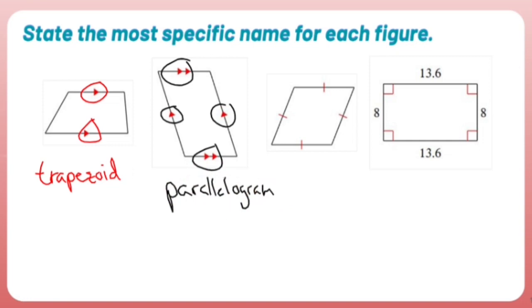Okay. This guy right here. Congruent, congruent, congruent, congruent. Don't know anything about the angles. Don't know if they're parallel. But what I do know is all four sides are congruent, which means this would be a rhombus.